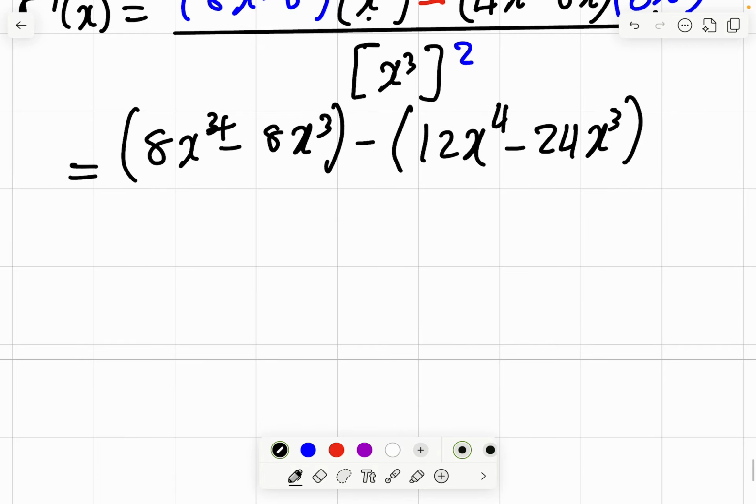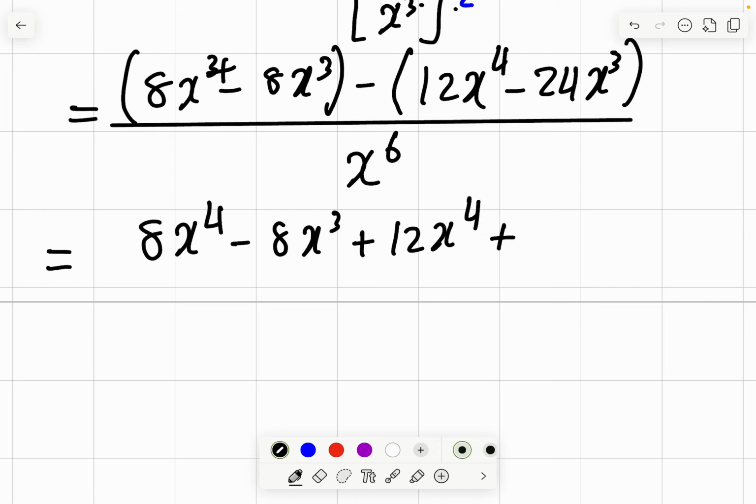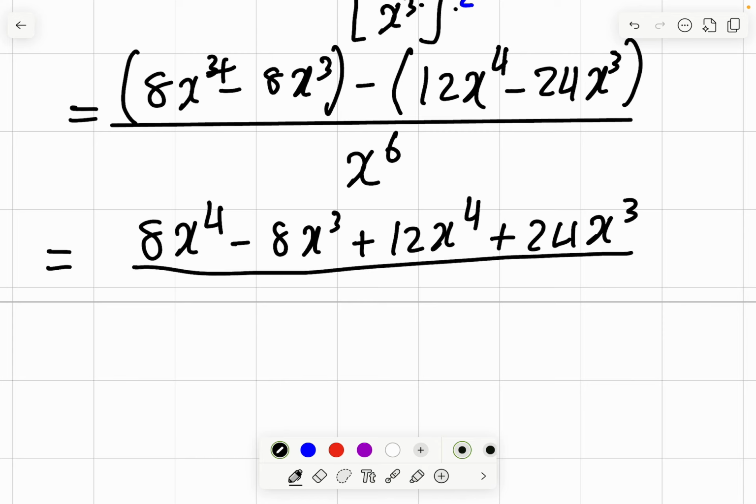So I'm going to have what? All divided by what? Then this squared multiplied by 3 is x to the 6. I'm going to remain with what? I'm multiplying the brackets. X to the 4 minus 8x cubed plus 12x to the 4 plus 24x cubed, all divided by x to the 6.